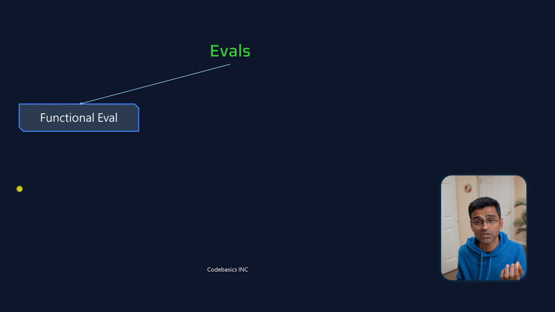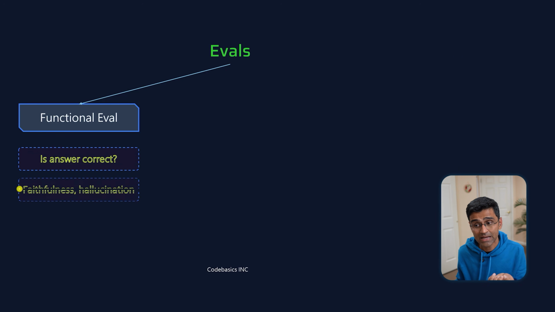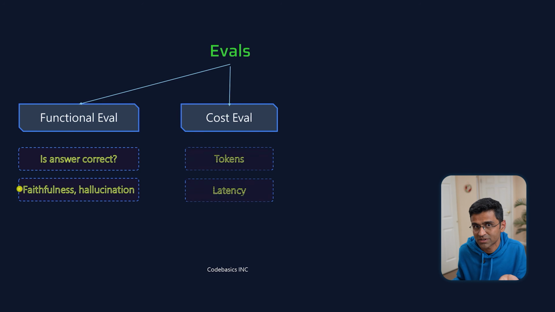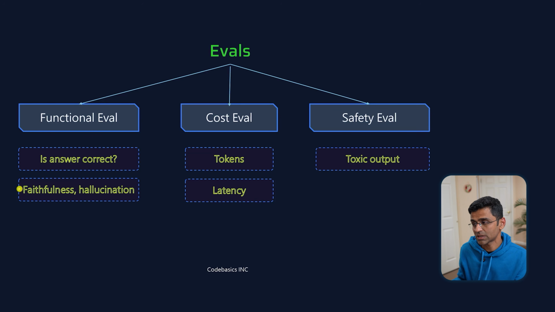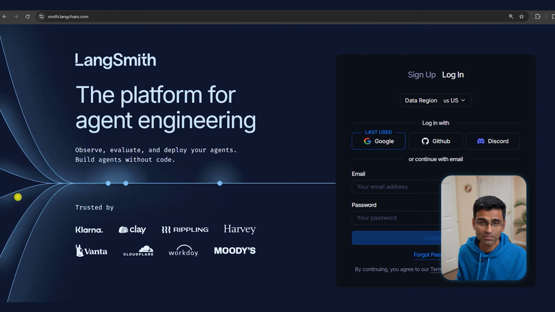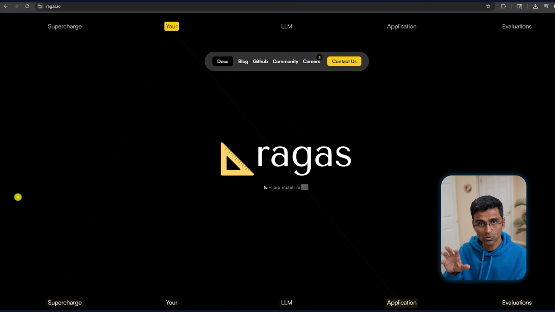First one is functional evaluation, which means, is the answer correct? Is it faithful? Is it not hallucinating? And so on. Then there is cost evaluation, because your bill for tokens can go through the roof. So you have to make sure your token usage is optimized and latency is meeting your expectations. And there is safety eval, where you are checking for toxic output, PII leaks, jailbreaks, and so on. LangSmith and Ragas are two of many frameworks that you can use for evaluation.